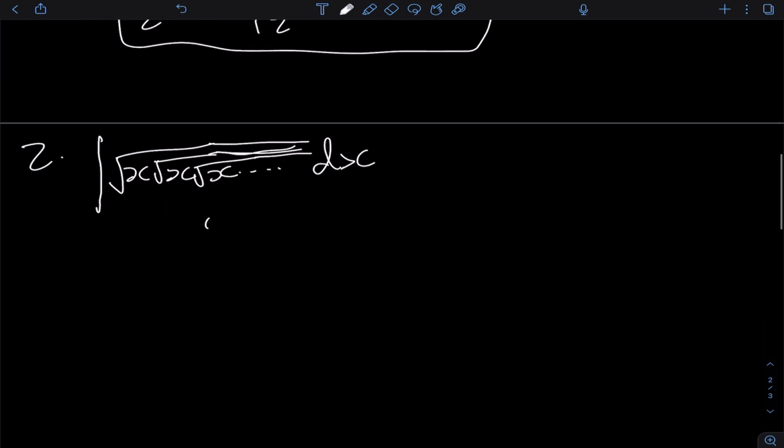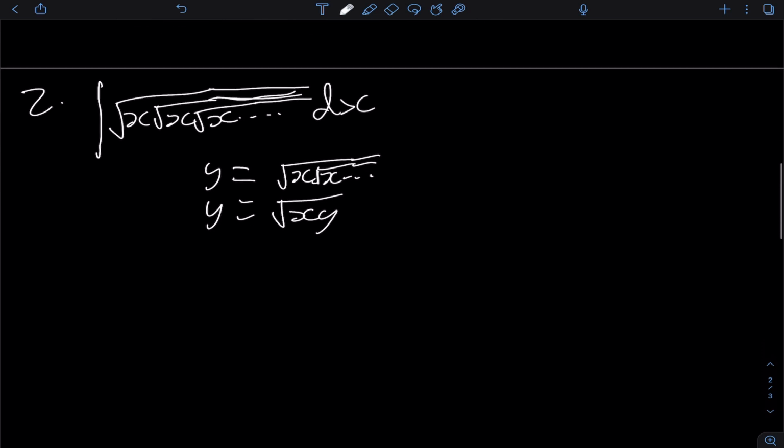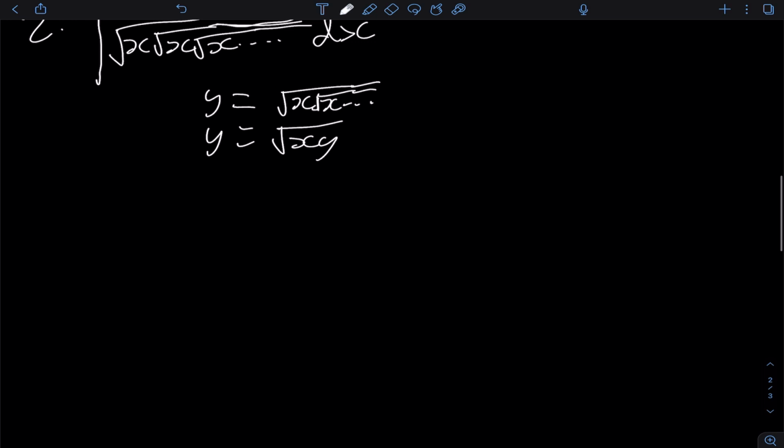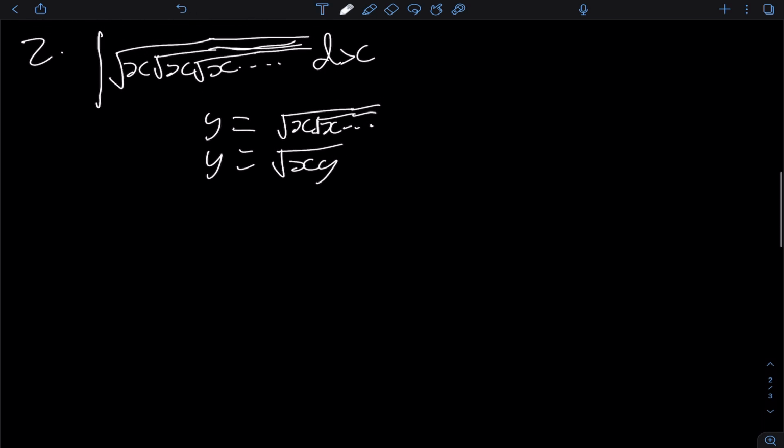So we have our function y to be the square root of x times the square root of x, and so on. Therefore, we also see that y is equal to the square root of x times y, because this infinite nested square root is going on for an infinite number of times, regardless of it also being inside this infinite nested square root. Infinity is still infinity, regardless of whether you're inside one iteration of the infinity. So what we can see now, we can square both sides. y squared is equal to xy, and we can legitimately just divide both sides by y.